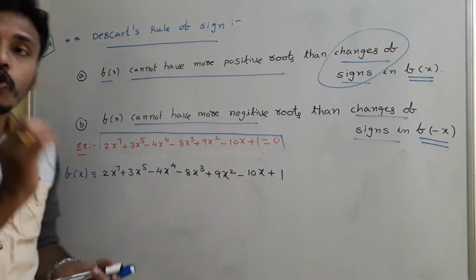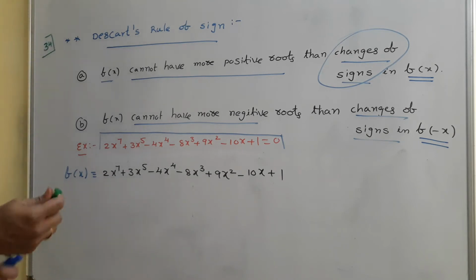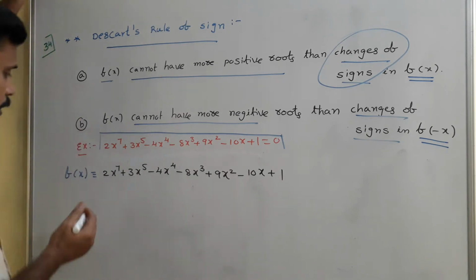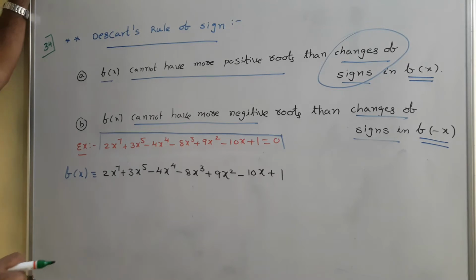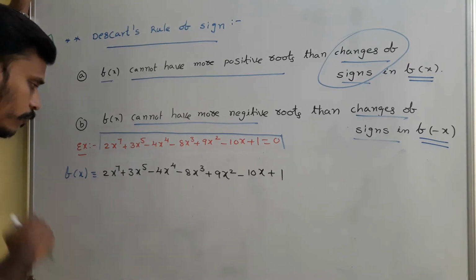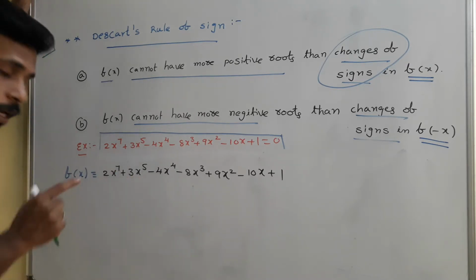Now you just observe sign changes. Sign changes means a very simple task. What is the coefficient of x power 7? It is 2, positive. Coefficient of x power 5 is positive.